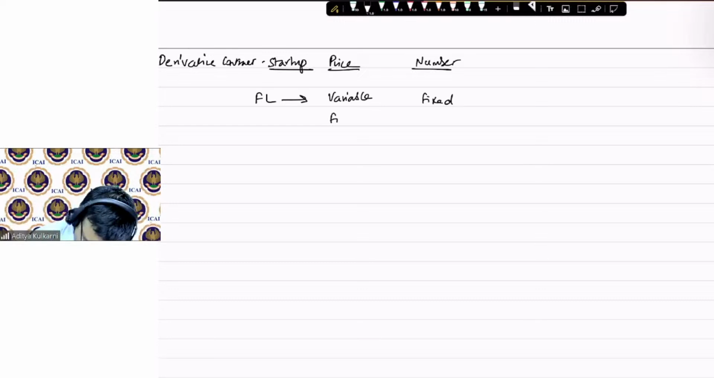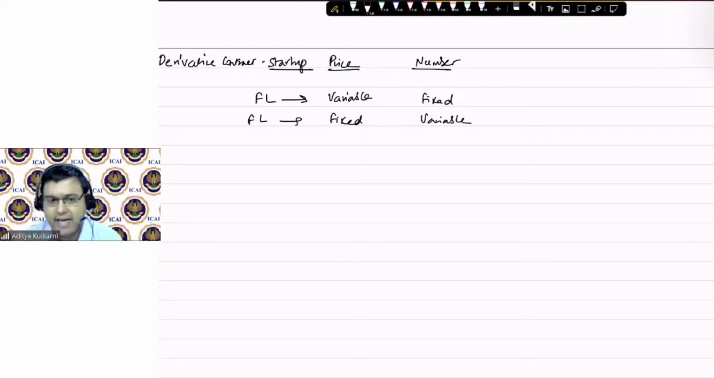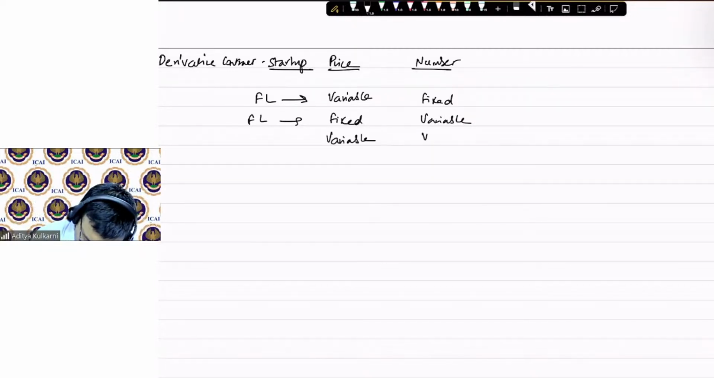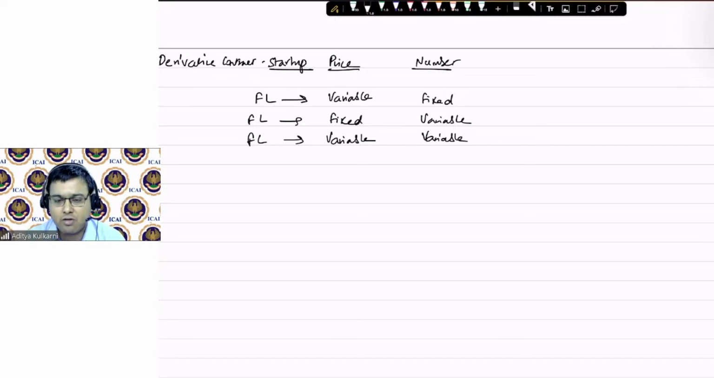Alternatively, you can fix the price, play around with the number, and meet the requirement of 5 crores. So this is again a financial liability. Third case, I play around with the price, I play around with the number, but ultimately I need my pricing of 5 crores. And therefore, this is also a financial liability. Ultimately, the startup has committed to give 5 crores.